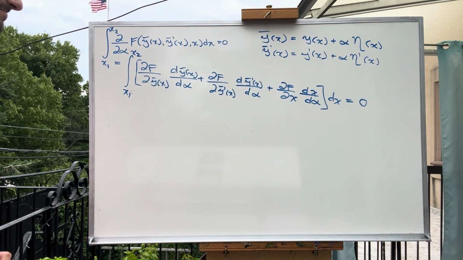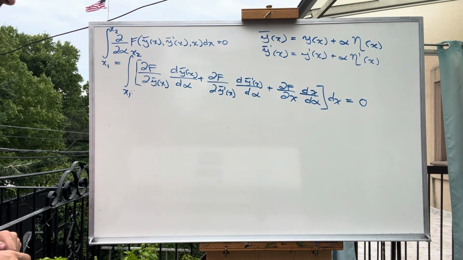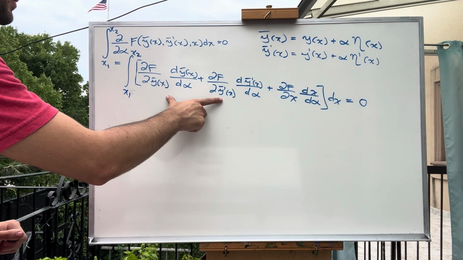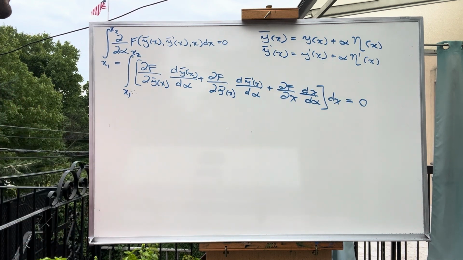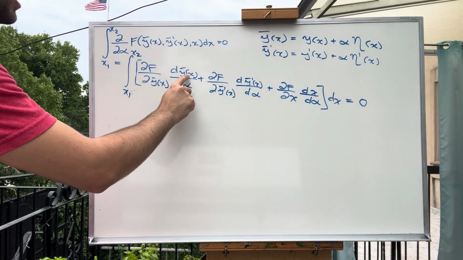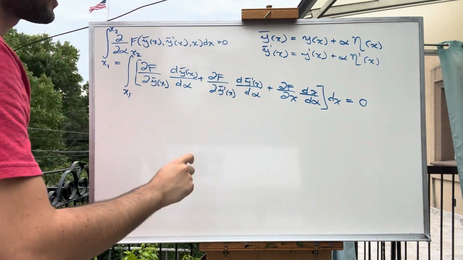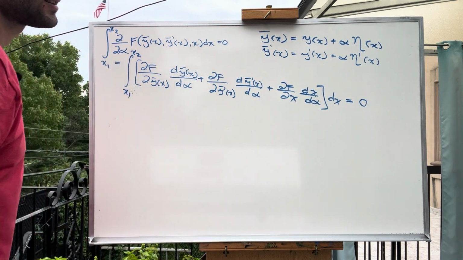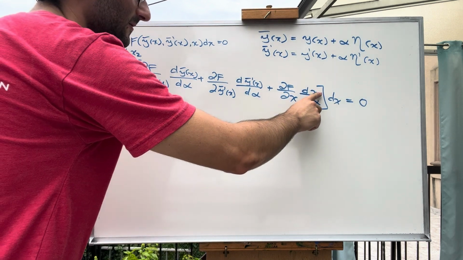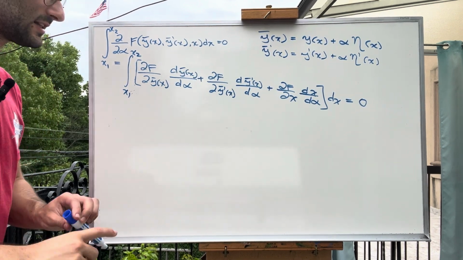Now, we have to take the partial of f. It doesn't seem we could simplify those, but we can find the derivatives of y bar and y bar prime of x with respect to alpha. And we can also see that when we take the derivative of x with respect to alpha, x doesn't depend on alpha. X is not a function of alpha. That term just goes straight to 0.